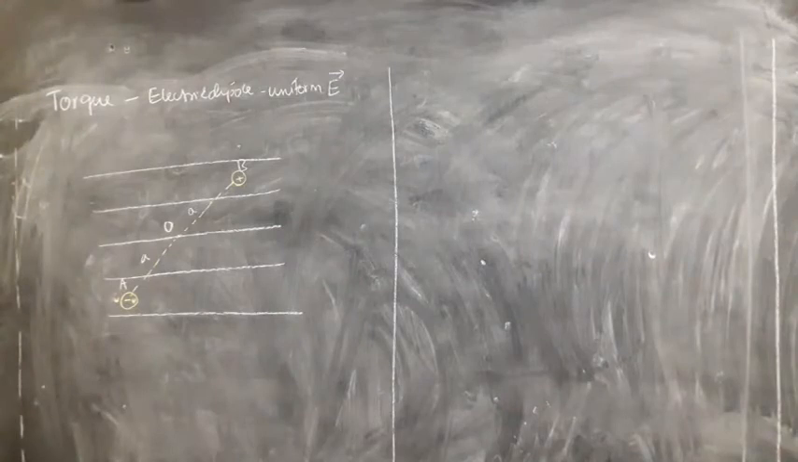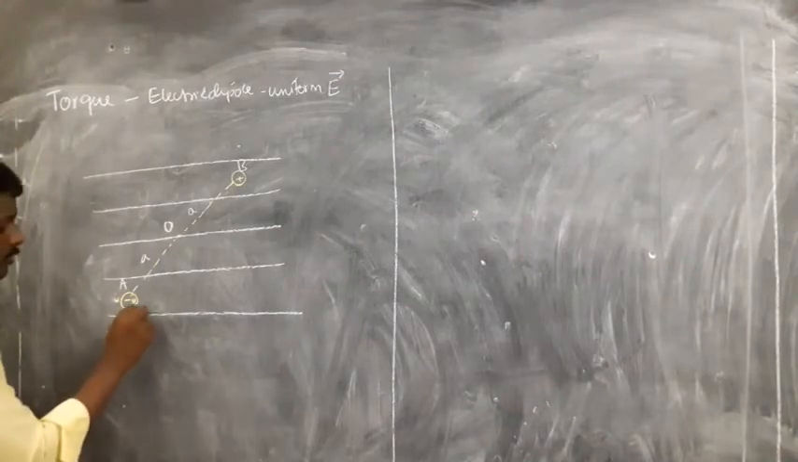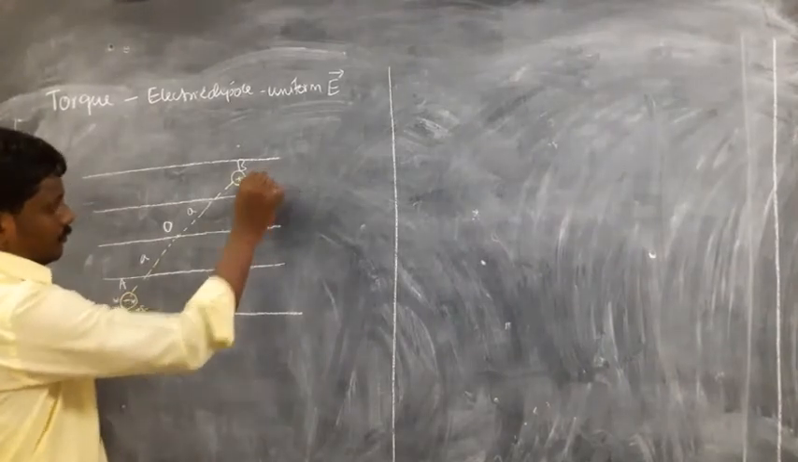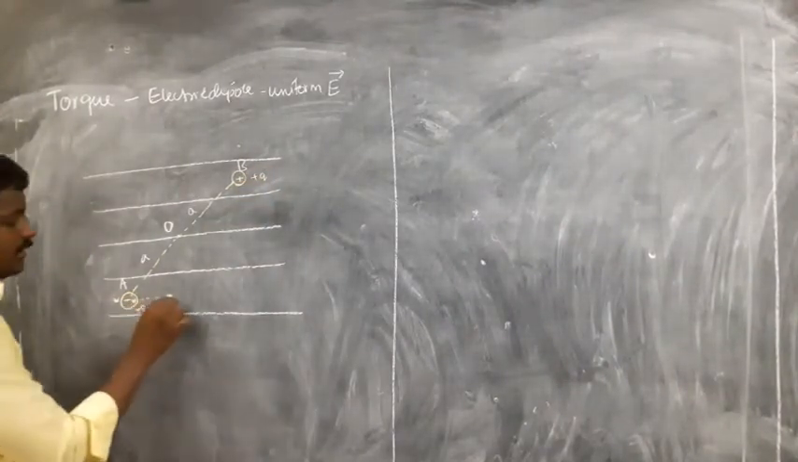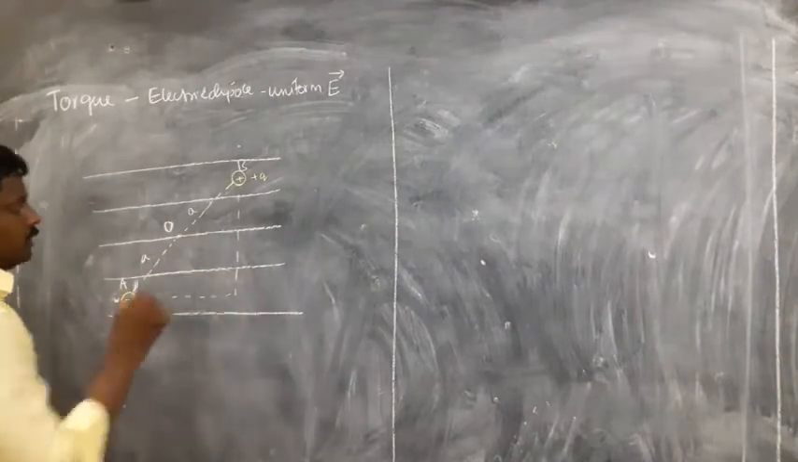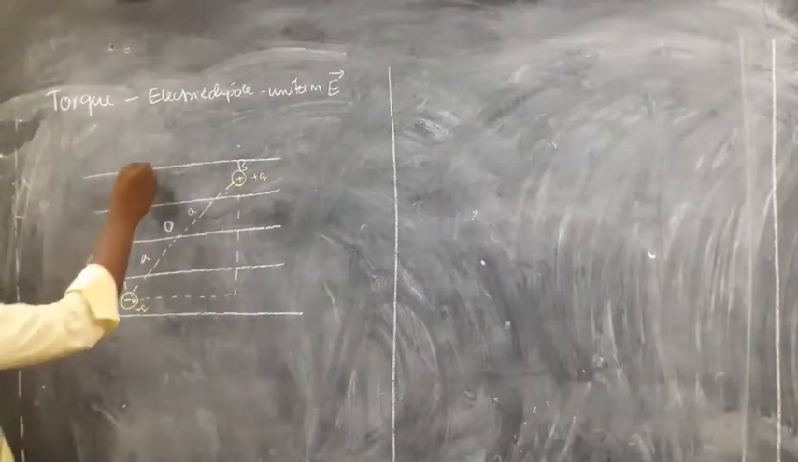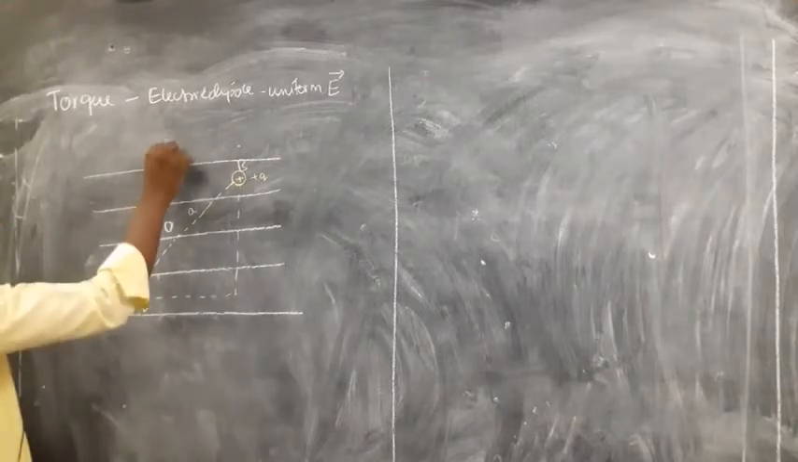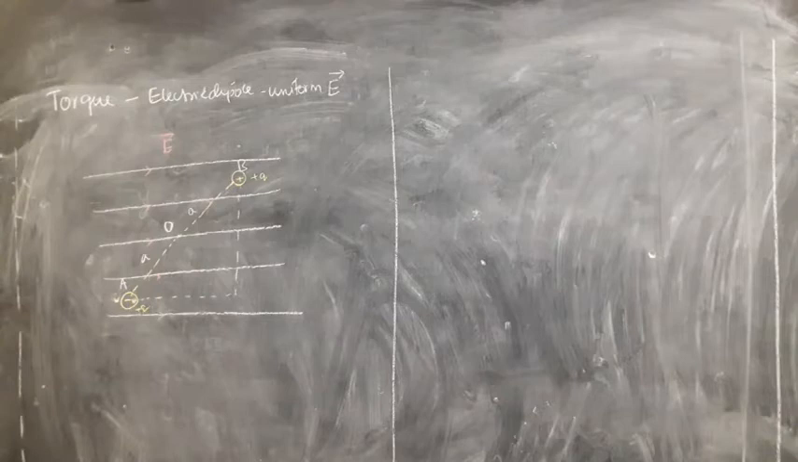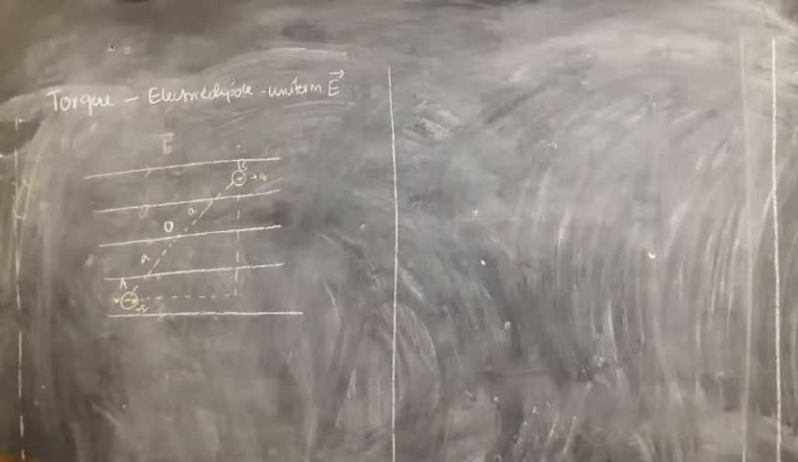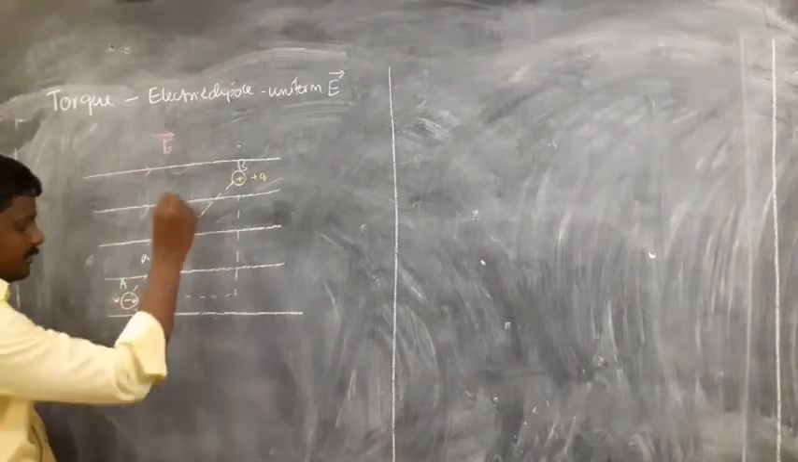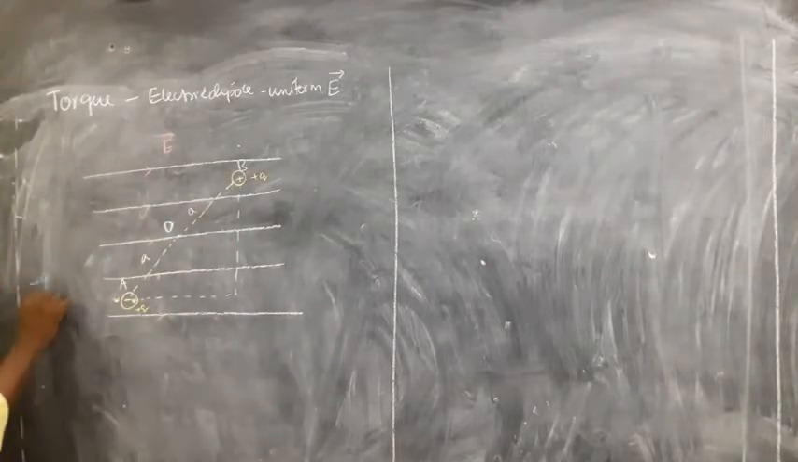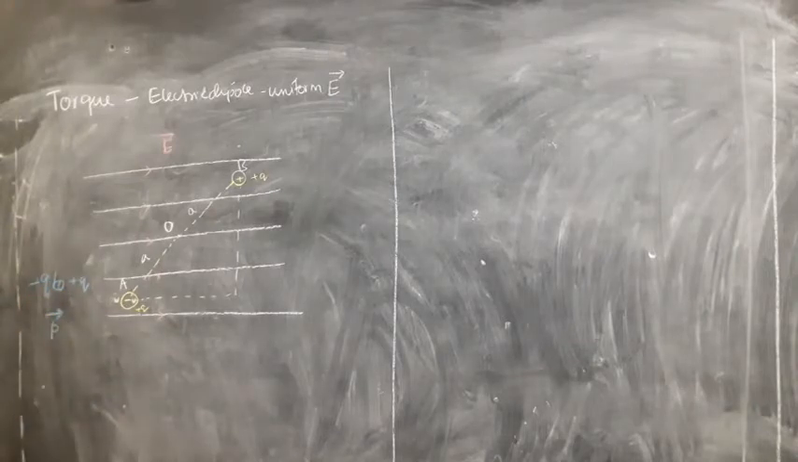What is the direction of the dipole moment? From minus q to plus q. Just draw the dotted lines. The electric field points from left to right. What's the direction of the electric dipole moment? It's in this direction, from minus q to plus q.